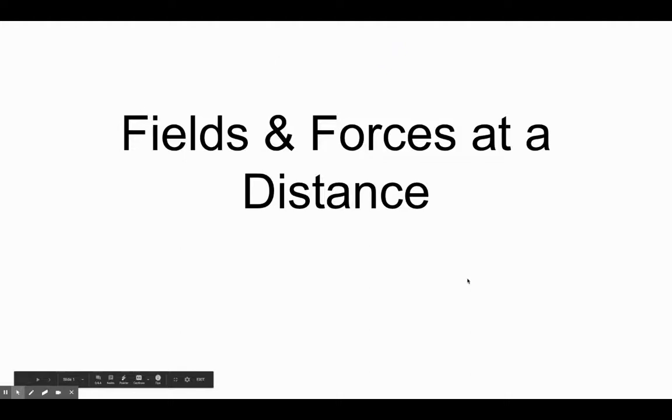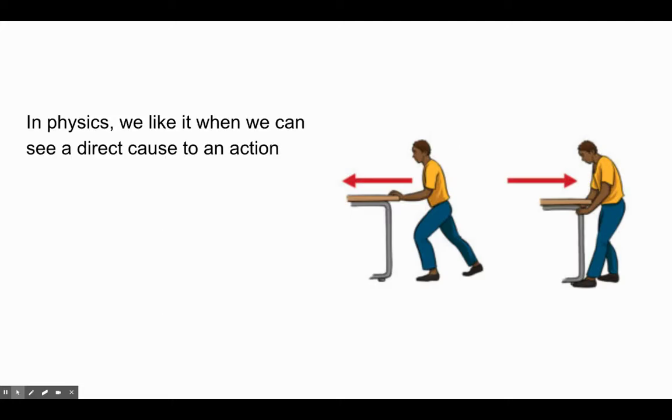So, today we're going to talk about fields and forces at a distance. In physics, we like it when we can see a direct cause to an action. For example, we have this guy that is pushing or pulling this desk to the right here. The motion of the desk, we can see where that action came from because we have what we call a contact force. He is putting a contact force on that desk because he is in contact with the desk. And so, that's a direct causation for the motion of the desk.